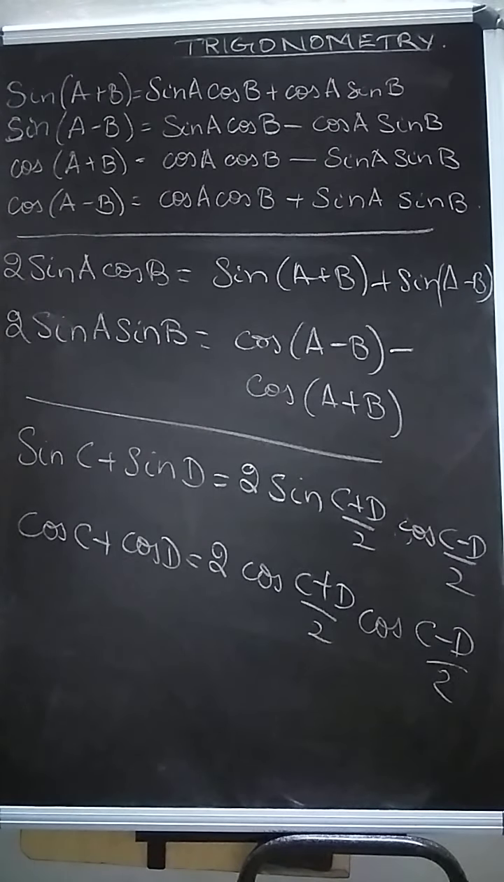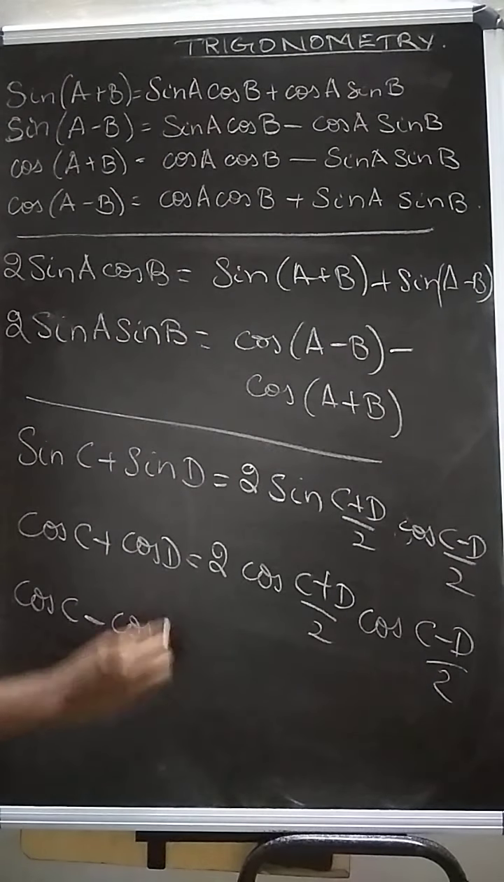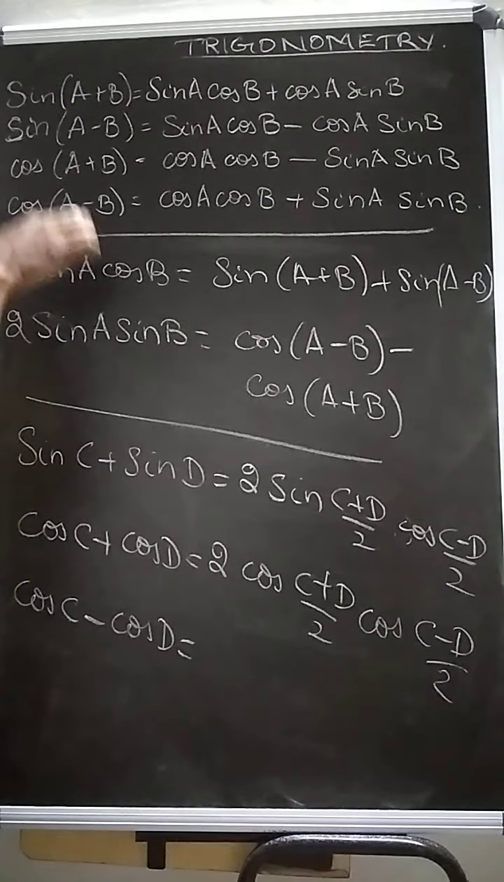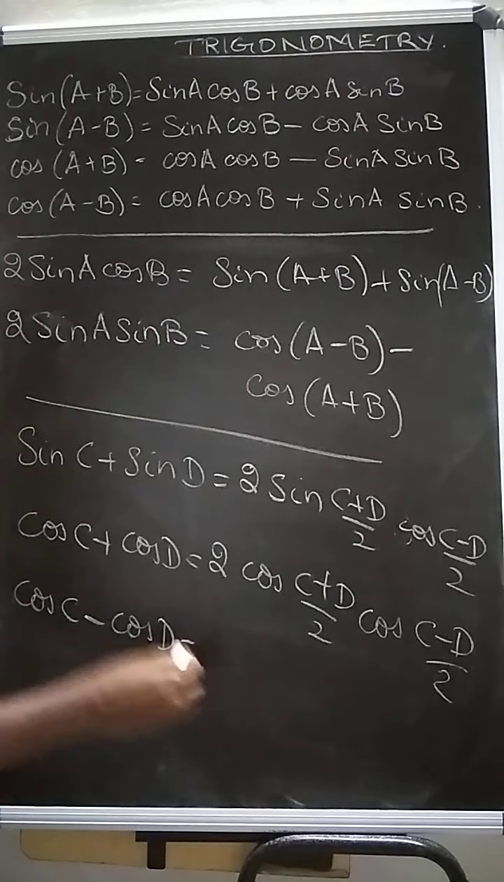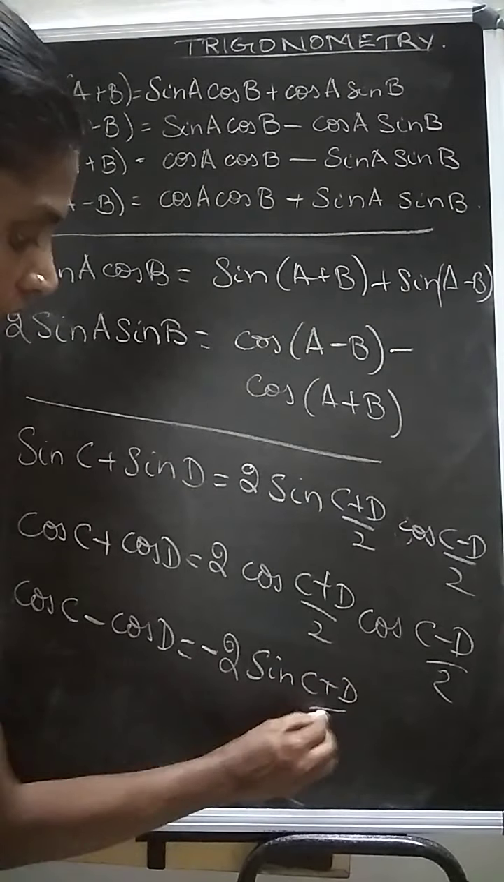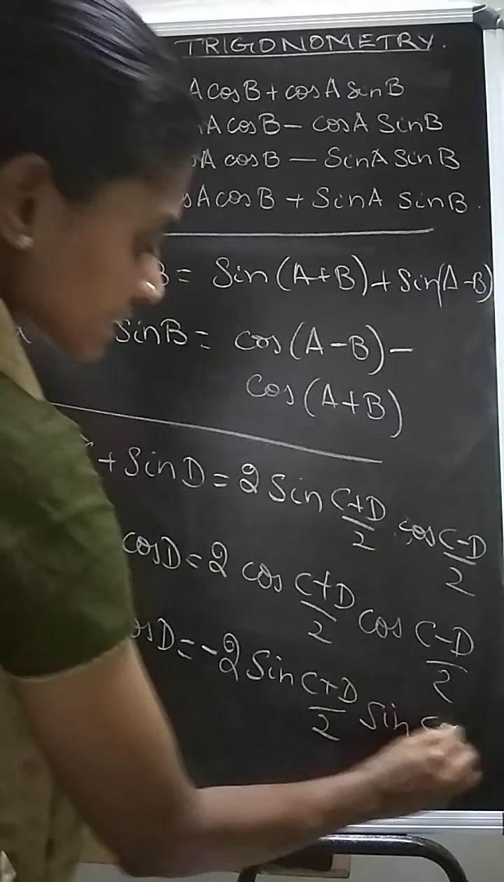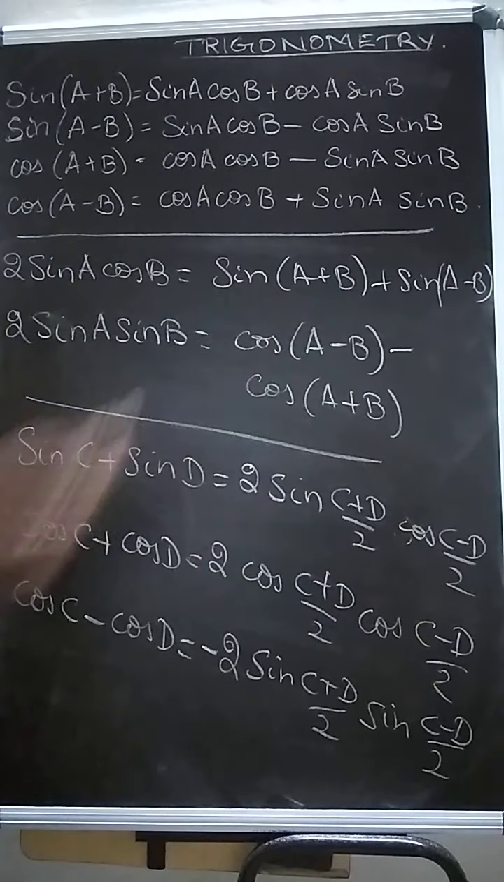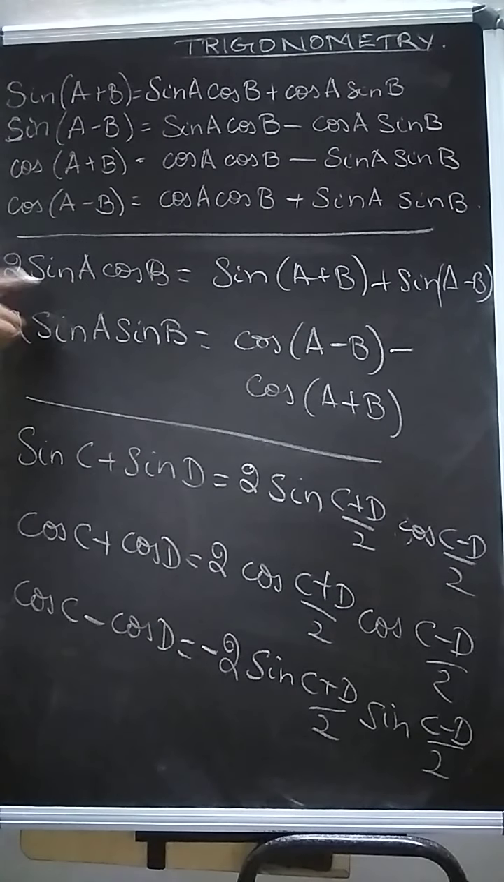Now, I want say cos c minus cos d. So, cos c minus cos d. Minus here. So, here minus will come. So, I will get minus 2 sin (c plus d) by 2 sin (c minus d) by 2. So, if you remember these 4 formulas, you can write any other formula immediately. Thank you.